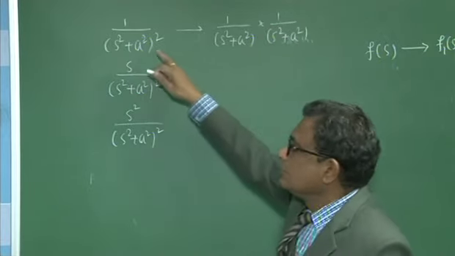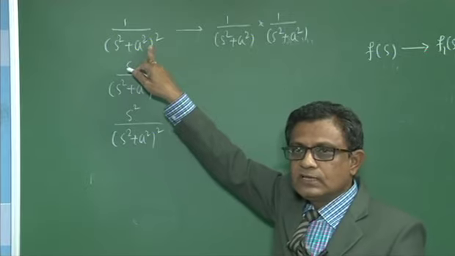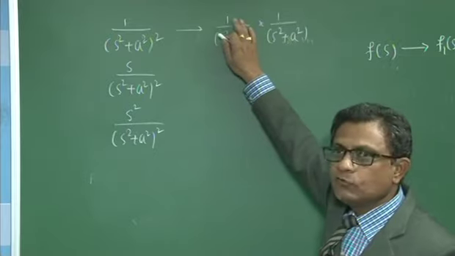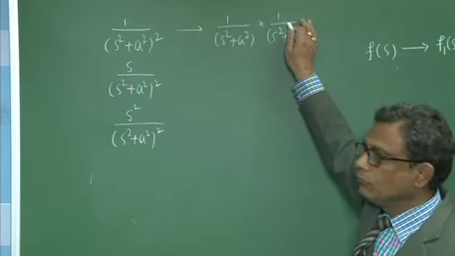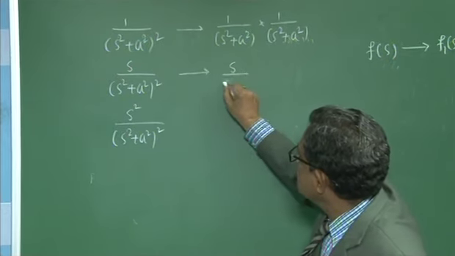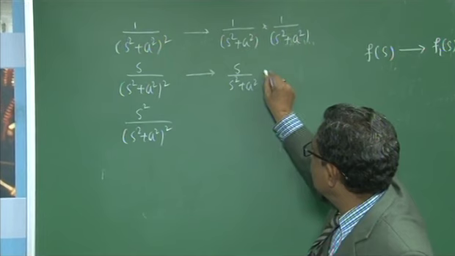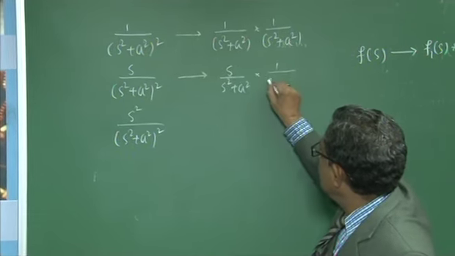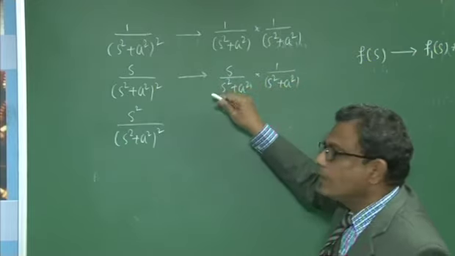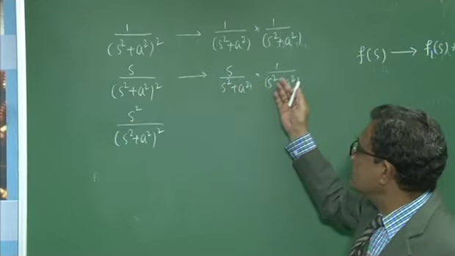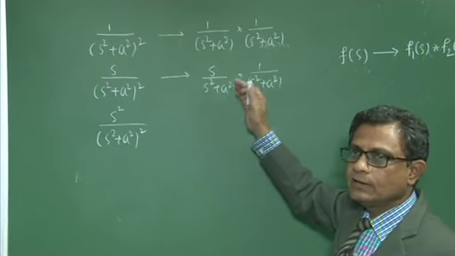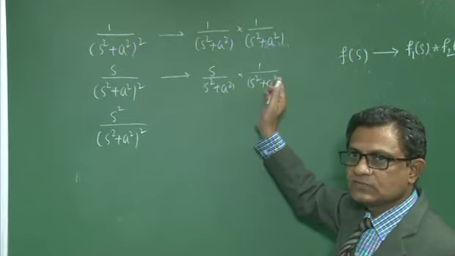That means the given function F of s is expressed as a product of two functions, one is F1 of s, the other one is F2 of s. Or if you consider the second example, you can write s divided by s square plus a square into 1 divided by s square plus a square. Here you can take any one as the first function F1 of s, and the other as the second function. As you like, you can take any one as the first function.